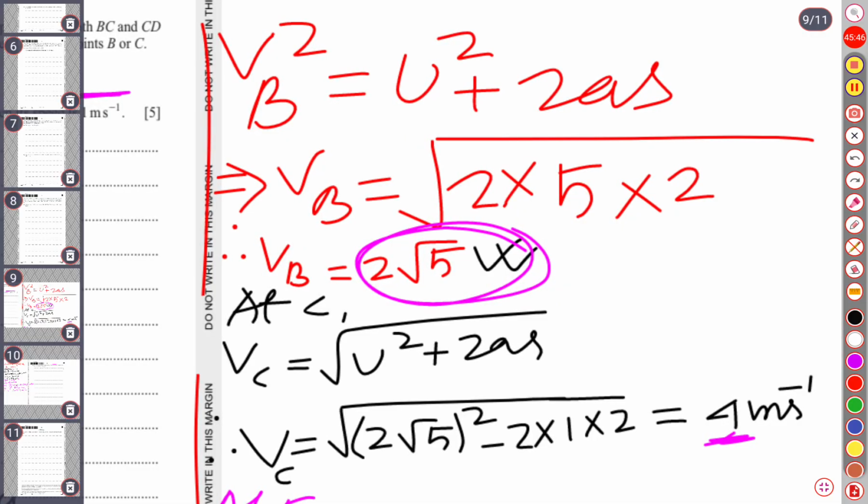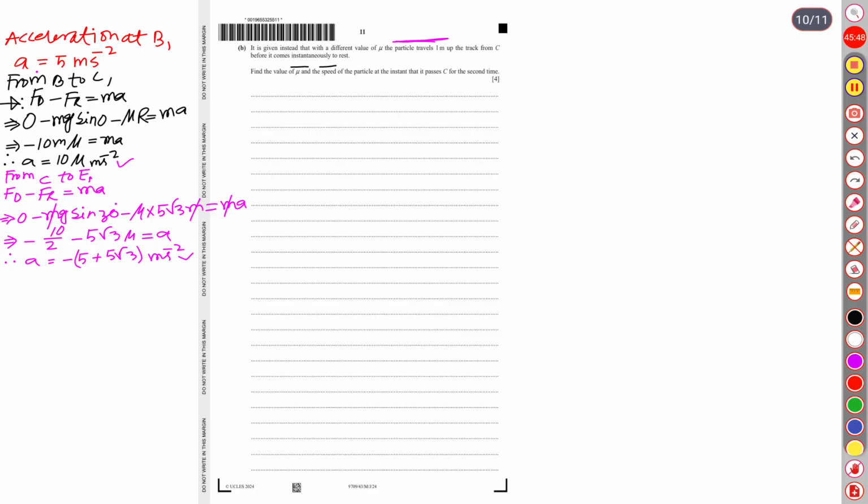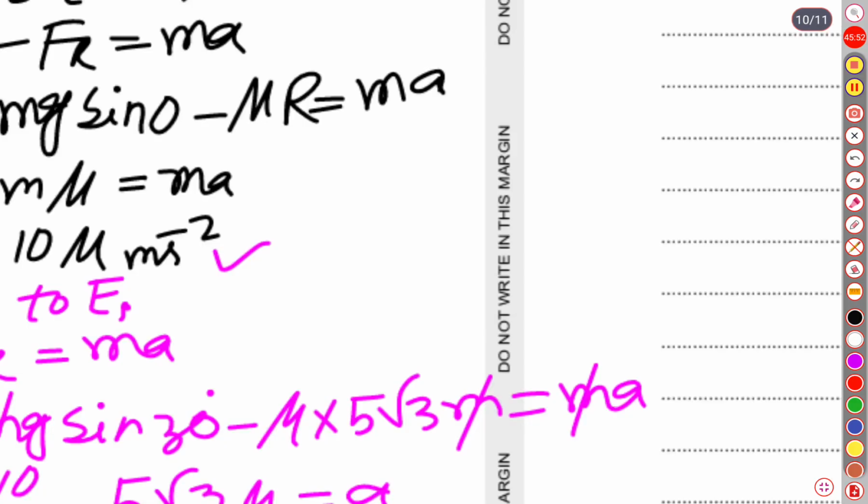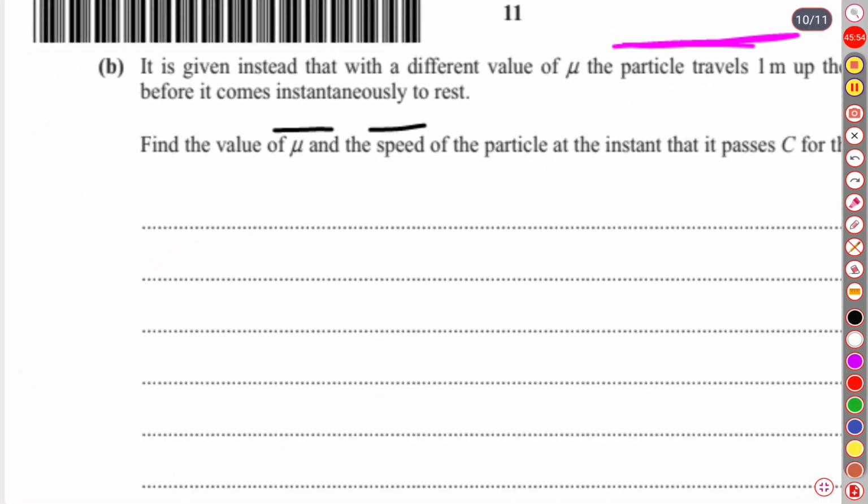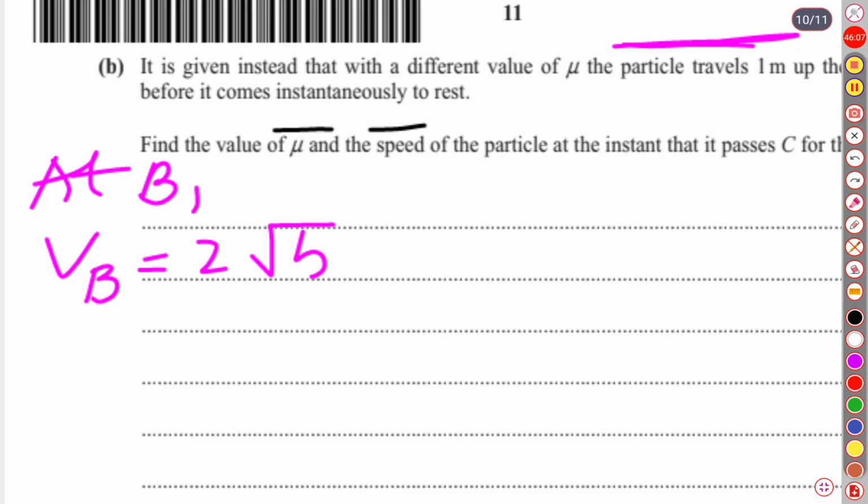We can just write this: at B, velocity V is equal to 2 square root over 5. Okay. Now the velocity at C.